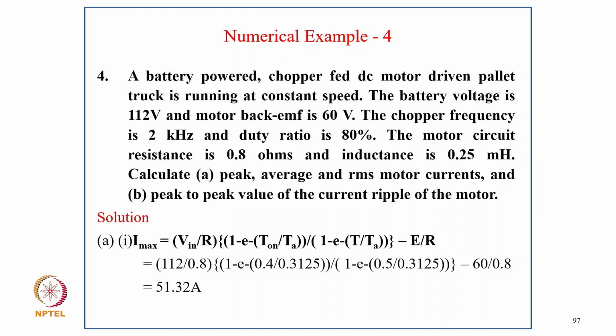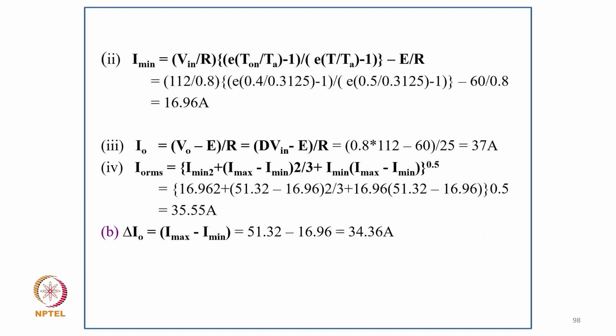So getting this relation, Imax equal to V upon R into 1 minus e to power t1 upon tau, divided by 1 minus e to power T upon tau, minus E upon R. Putting the value, it comes like 51.3 ampere. And similarly, putting the value in the relation of minimum current, it comes 16.96. And I average, from the relation of VO minus E upon R, it comes to 37 ampere.